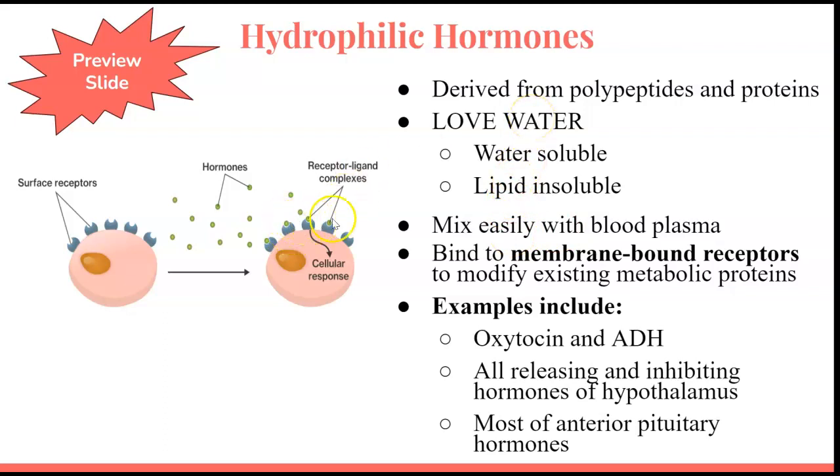And so what happens is that these are going to bind to membrane-bound receptors, right? So these receptors are sitting on the outside of the cell on the membrane. Okay, so the hormones are not crossing this lipid membrane to go to the nucleus, right? Not hydrophilic ones. The hydrophilic ones are just going to bind to membrane receptors here. Okay, and those examples, like I said, include oxytocin, ADH or antidiuretic hormone, all of the releasing and inhibiting hormones of the hypothalamus, and most of the anterior pituitary hormones. Okay. Well, again, we'll get into the specifics of these, but just to give you some context.